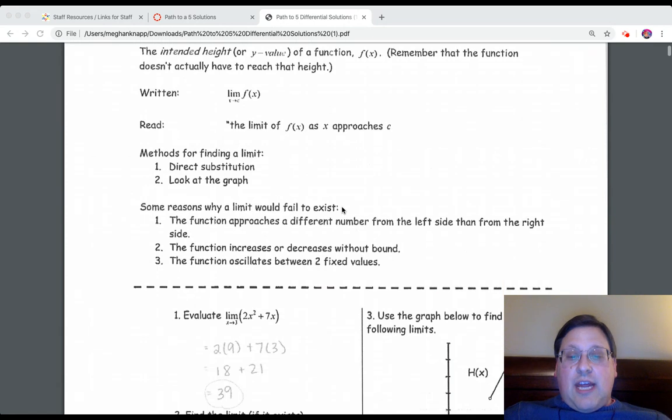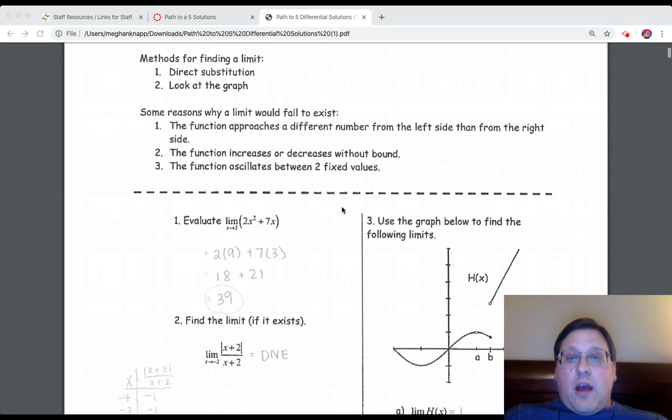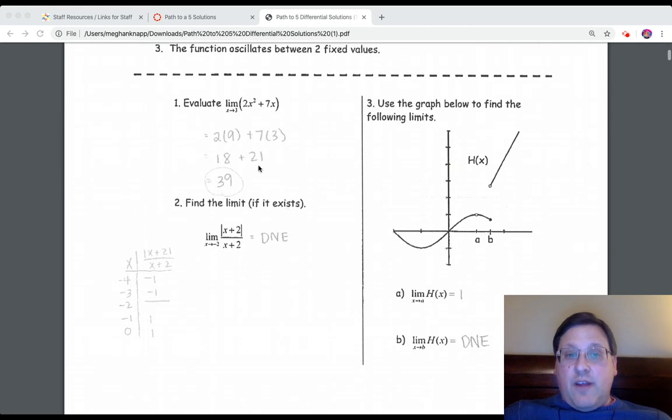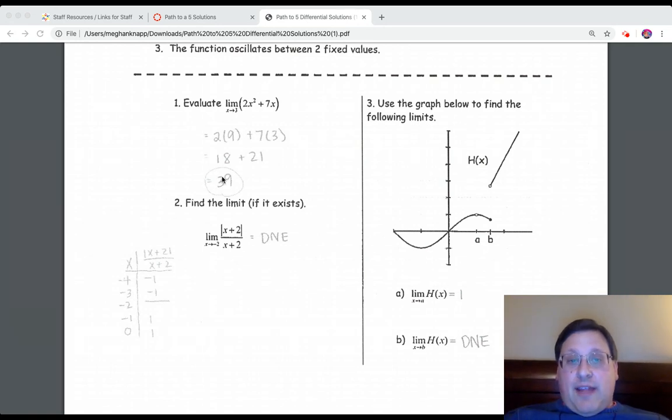So if I take a quick look here, this is just your basic definition of limit stuff. Here, evaluating a limit, since this is a nice function, they were able to do it just by plugging in 3. And that's where they get the answer from. On number 2, things got a little bit trickier. If you try plugging in -2, you realize that you have an undefined situation.